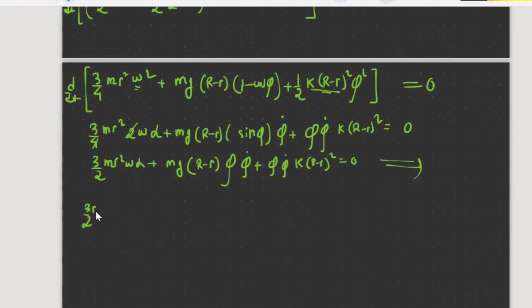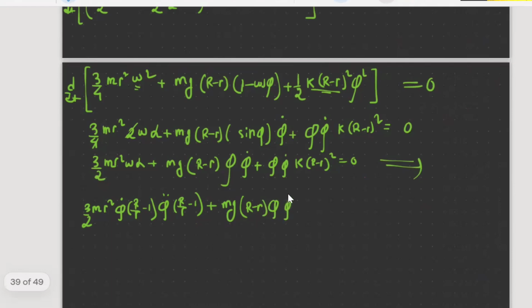So 3/2 m of r square omega we'll put, that is phi dot of r by r minus 1. Alpha we'll put phi double dot r by r minus 1, plus other terms will be same, r minus r phi dot plus k of r minus r square phi dot equal to 0. See, we are able to cancel out phi dot.